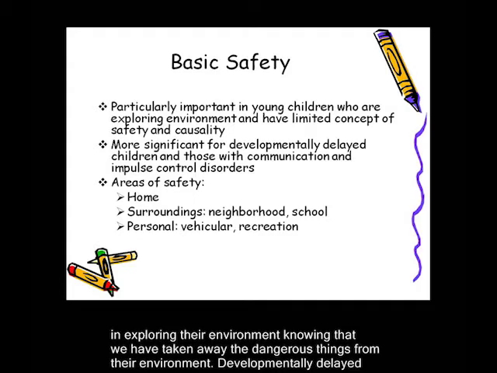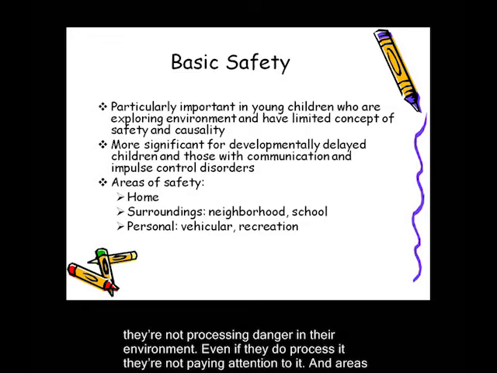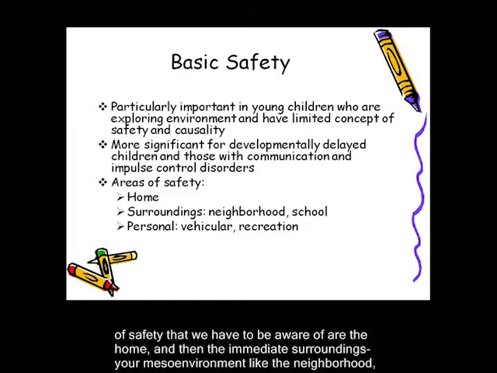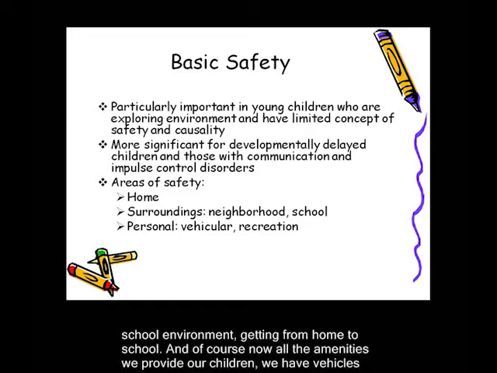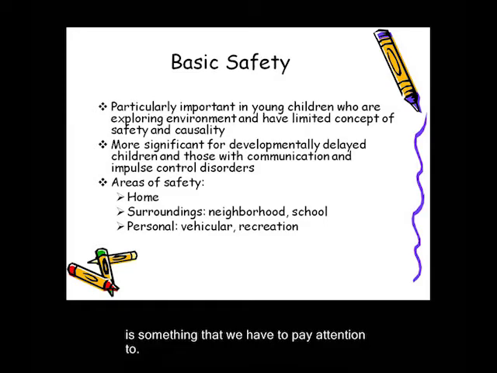Developmentally delayed children and children with communication disorders and impulse control disorders are at greater risk for safety issues because they're not processing danger in the environment, and even if they do process it, they're not paying attention to it. And areas of safety that we have to be aware of are the home, and then the immediate surroundings, your meso environment, like the neighborhood, the school environment, getting from home to school. And of course now with all the amenities we provide our children, we have vehicles, which also are areas where they spend time. So vehicular safety, and now their ATVs and their ride-on toys, their recreational safety is something we have to pay attention to.